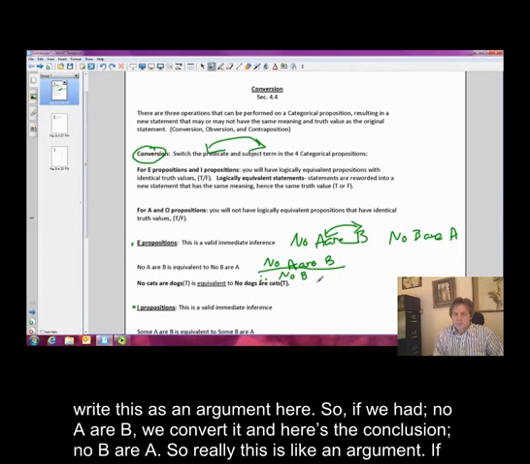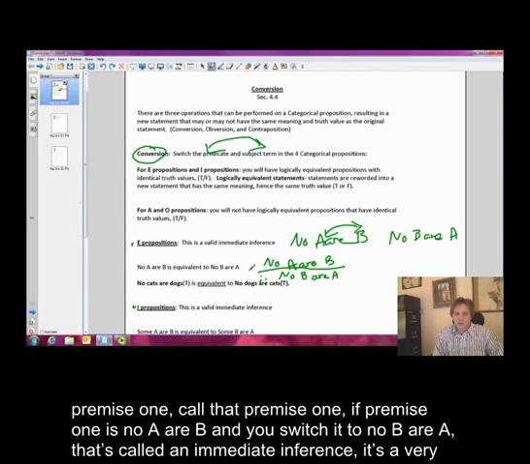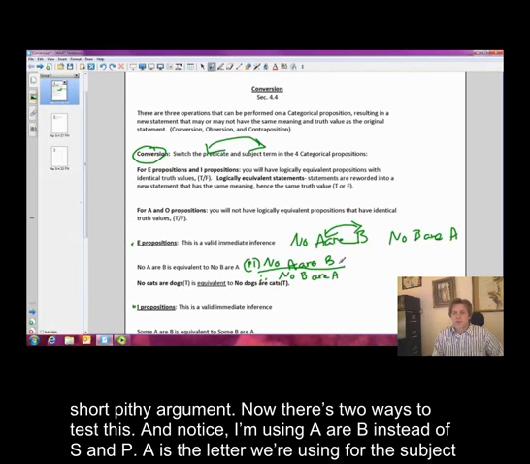No A are B. So really, this is like an argument, okay? If we call that premise 1, and premise 1 is "No A are B," and you switch it to "No B are A," that's called an immediate inference. It's a very short, pithy argument, okay?